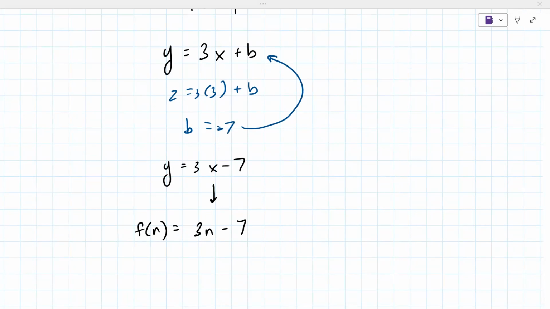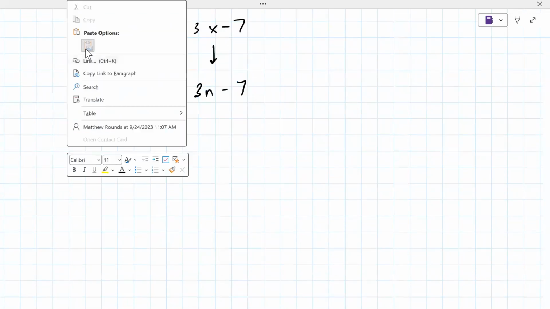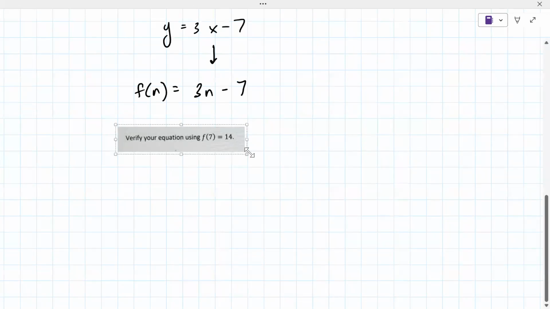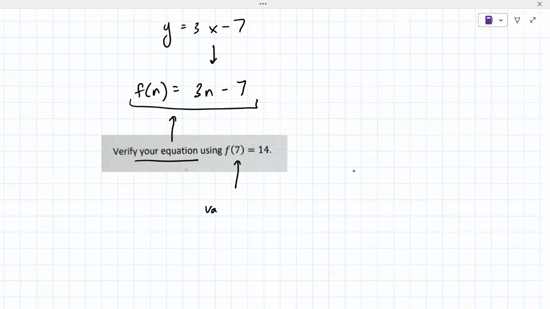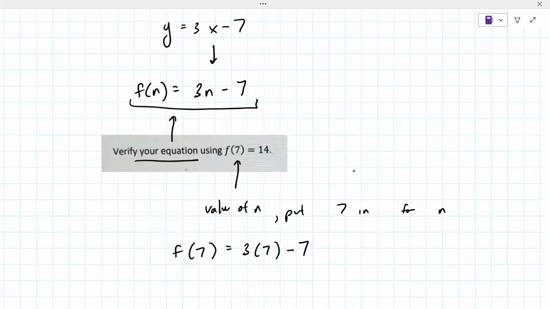All right, now we can verify your equation using f of 7 equals 14. They're saying, hey, your equation, that's this one that you've worked on, this 7 in parentheses, that's the value of n. That means to put 7 in for n. So f of 7 means 3 times 7 minus 7. All right, let me try that.